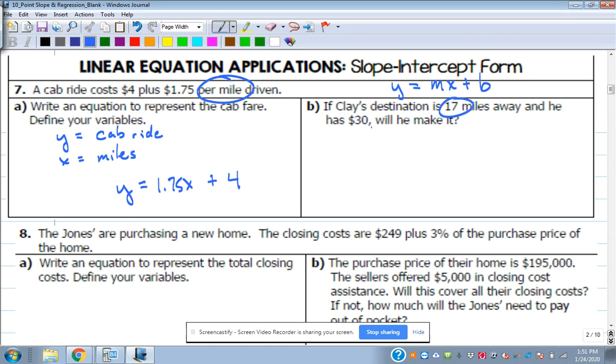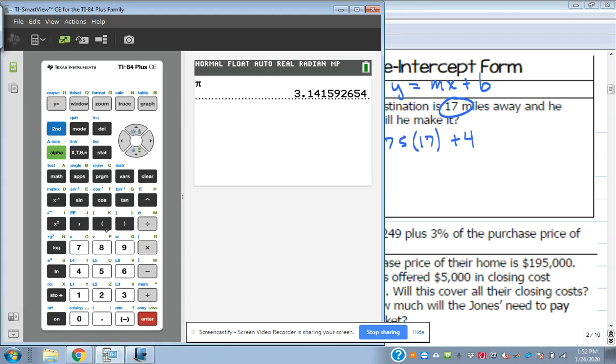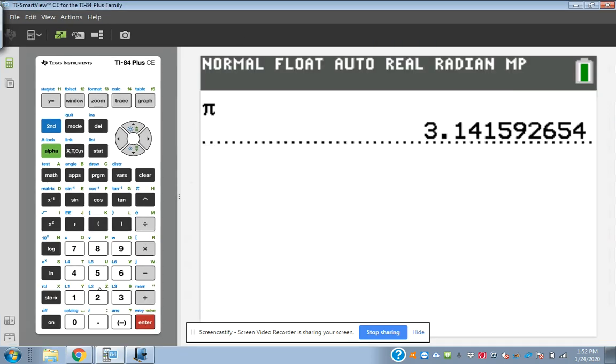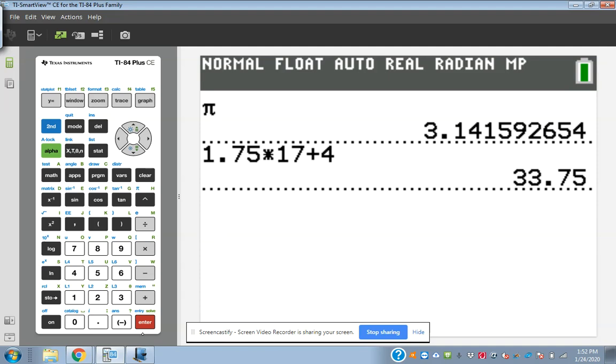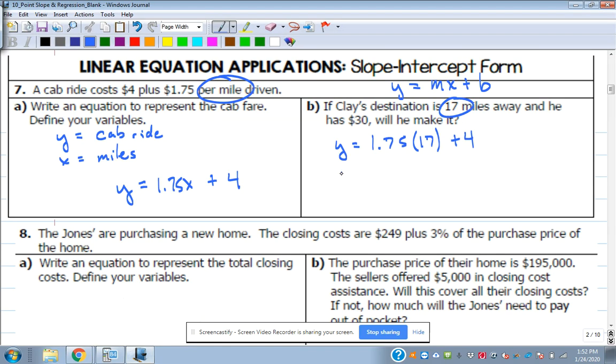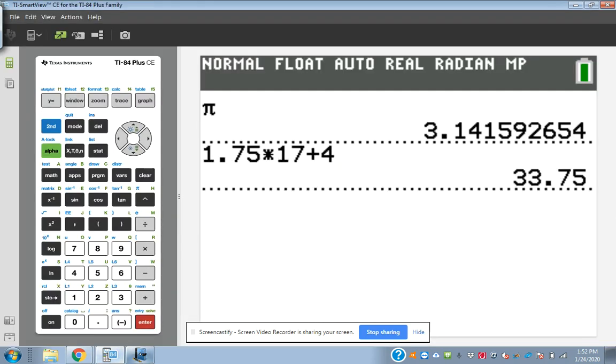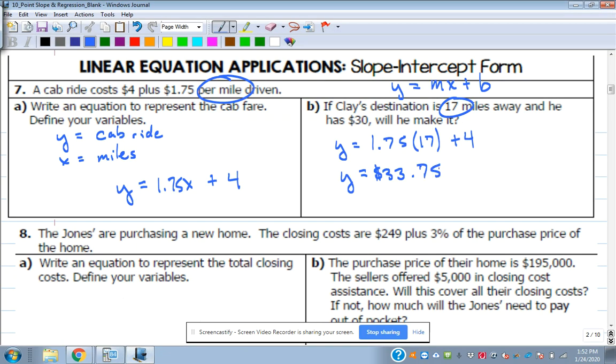It's the x. That's how many miles. So that's going to be y is equal to $1.75 times 17 plus 4. So on my calculator, I'm just doing $1.75 times 17 and then plus 4. And the cost of the ride that he needs to take is $33.75. Does he have enough to pay for that ride?